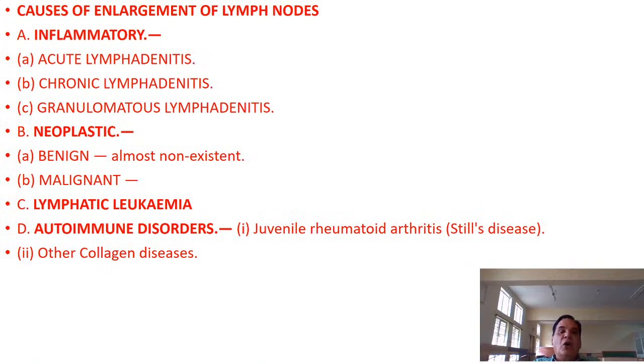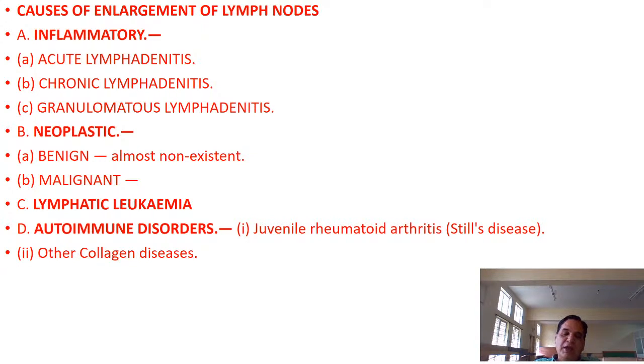Now comes the causes. What are the causes of enlargement of lymph node? As usual, inflammatory, neoplastic, autoimmune, and idiopathic. Inflammatory: acute lymphadenitis, chronic lymphadenitis, granulomatous lymphadenitis. Neoplastic: benign, malignant. But remember, in lymph node, benign are non-existent. It is usually a malignant lymph node.